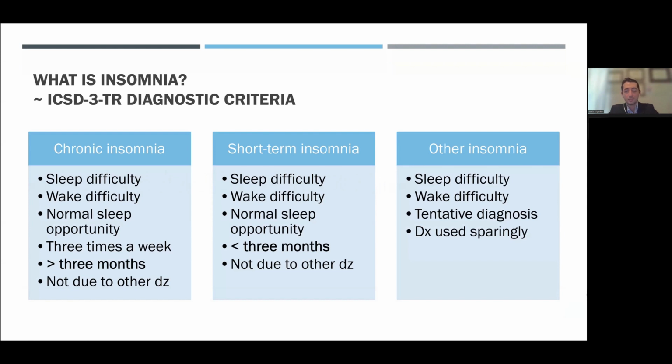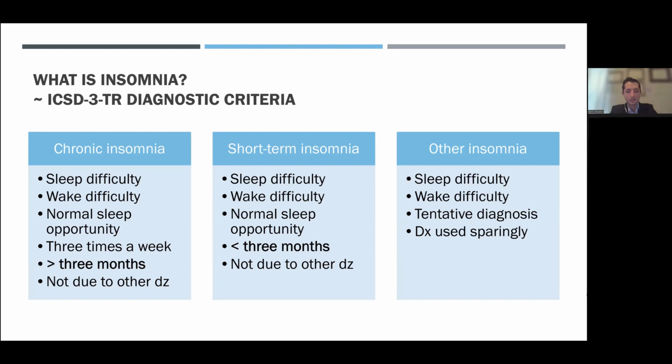In the past 6 months or so, the International Classification of Sleep Disorders gave an update called the 3TR for the diagnostic criteria of various sleep disorders. Not much has changed between 3 and 3TR. There are still 3 main categories for placing an insomnia disorder diagnosis according to the diagnostic manual: chronic insomnia, short-term insomnia, and other insomnia.